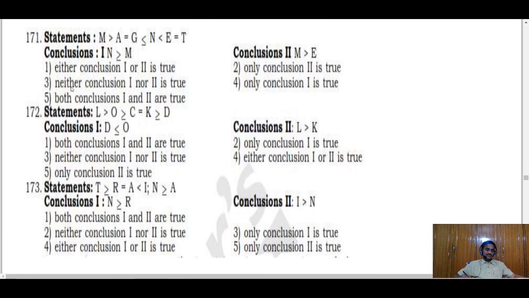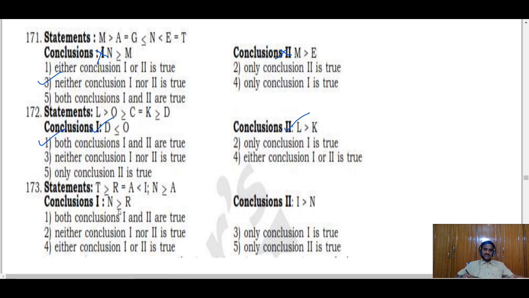Then 171 onwards. N and M. M is here, N is here, two opposite symbols, no relation. M and E. M is here, E is here, two opposite symbols, no relation. Hence, neither one nor two, choice 3, 171. And question number 172, D and O. O is here, D is here, O greater than or equals to D, D lesser than or equals to O. L and K, L greater than K. Hence, both the conclusions, choice 1, 172.